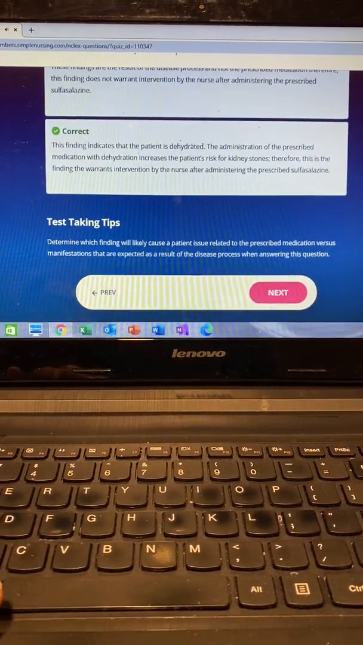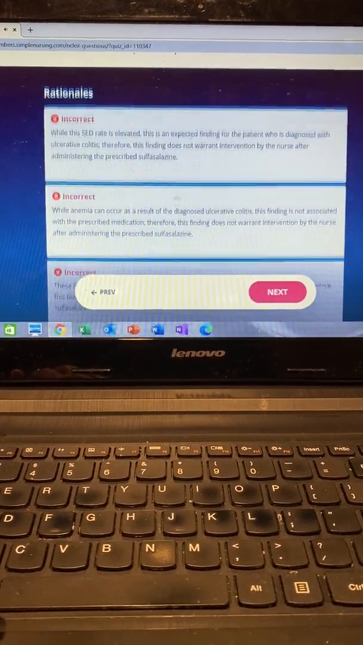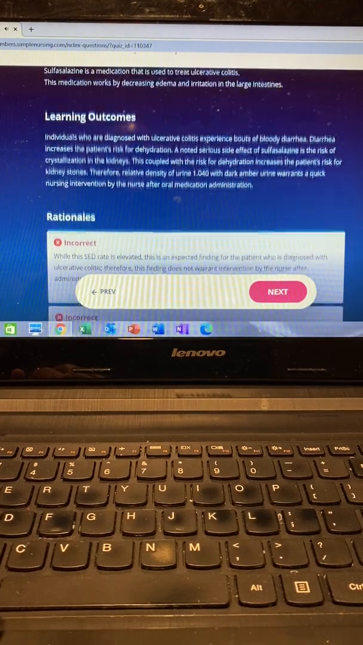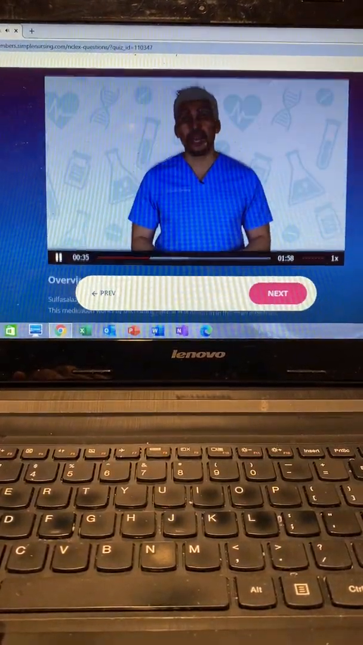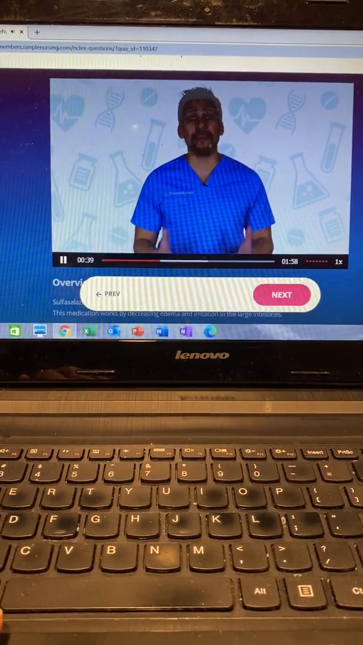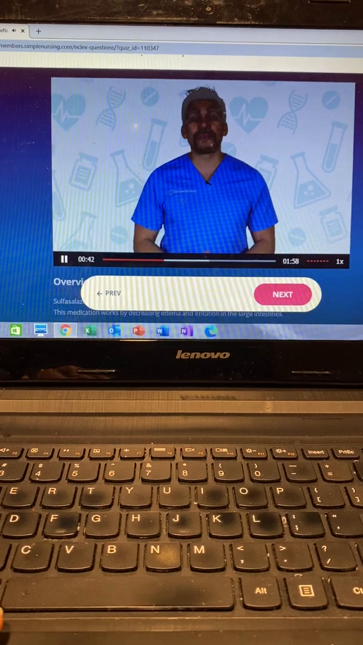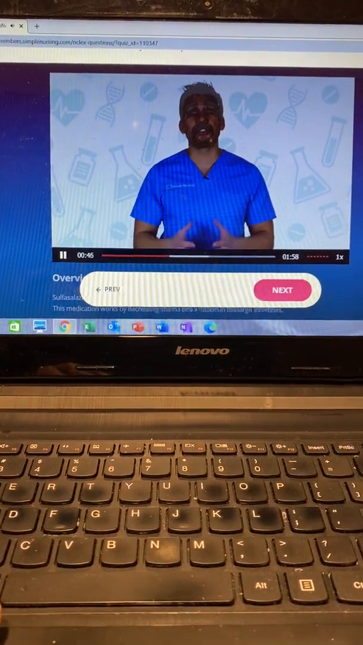So the memory trick we use is SULF for sulfasalazine here. So S is for sun-dried body. Guys, the patient gets really dehydrated and they have to stay out of the sun. U is for urine crystals, or a bunch of kidney stones from that dry body. And L is for low urine output. We're talking dark, heavy urine from this dry body.